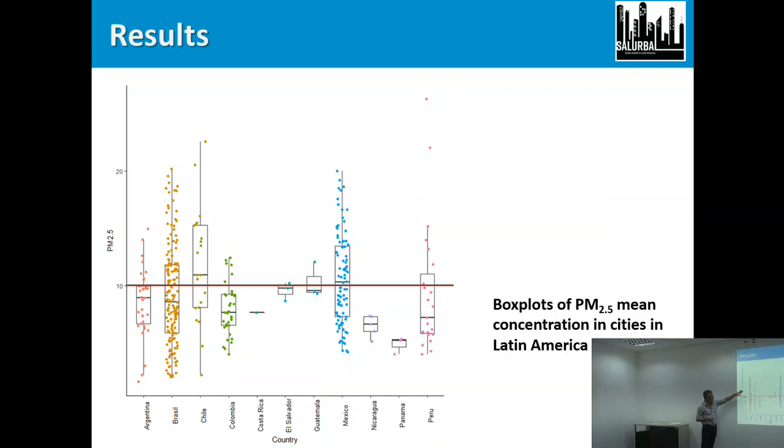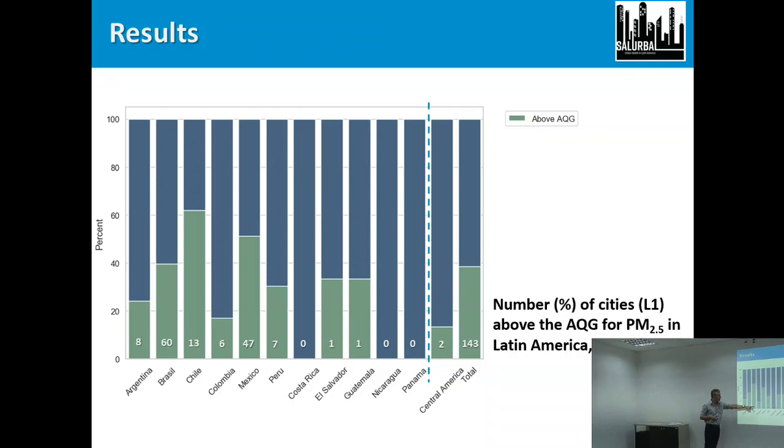the guideline. In this one, it's the same idea, but it's the number of cities in each country and the percentage of cities. In general, about 40% of cities in Latin America are breathing air which is above the air quality guideline. And of course, this varies a lot. In Chile, it means that 6% of cities and about 50% in Mexico are above the guideline.